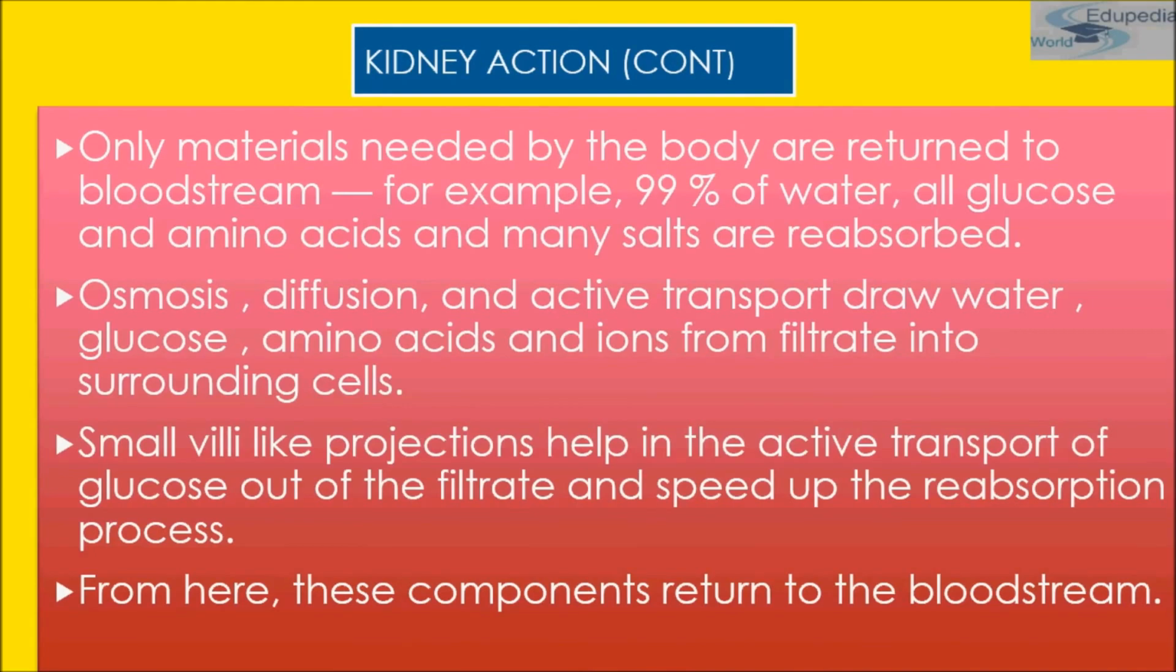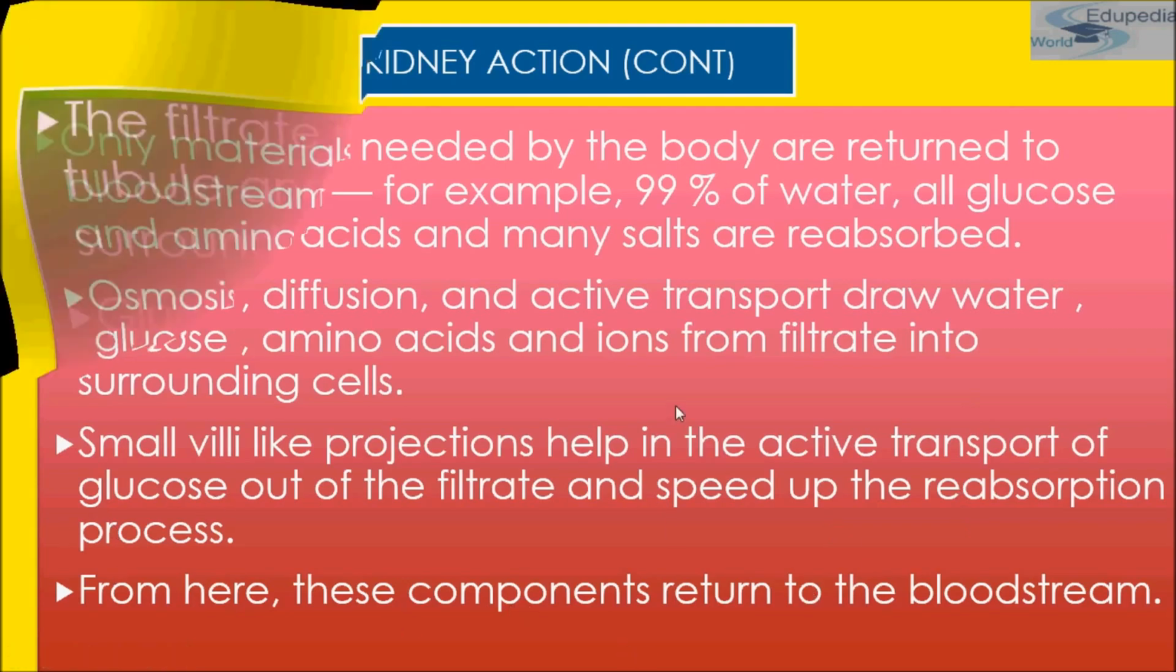For example, 99% of the water, all glucose and amino acids, and many salts are reabsorbed by the blood. Osmosis, diffusion and active transport draw water, glucose, amino acids and ions from the filtrate into the surrounding cells. Some villi-like projections are also there, which help in increasing the surface area and in the active transport of glucose out of the filtrate, and it speeds up the reabsorption process. From here, these components return to the bloodstream.